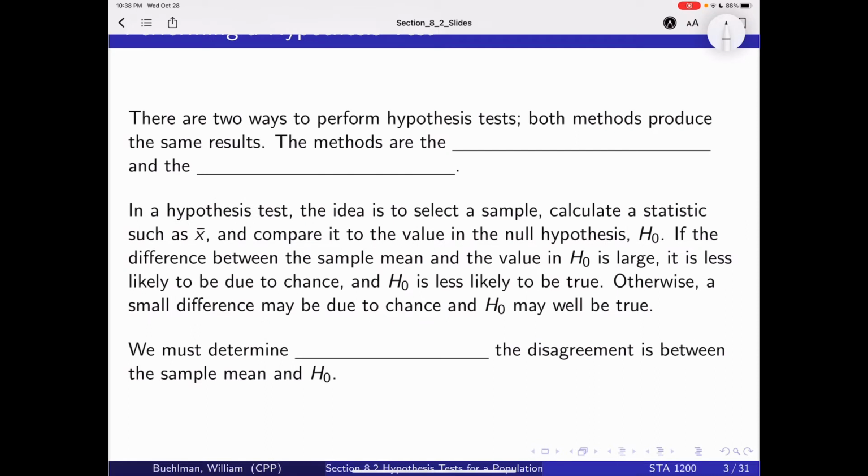There are two ways to perform hypothesis tests. Both methods produce the same results. The methods are the critical value method, and the p-value method.